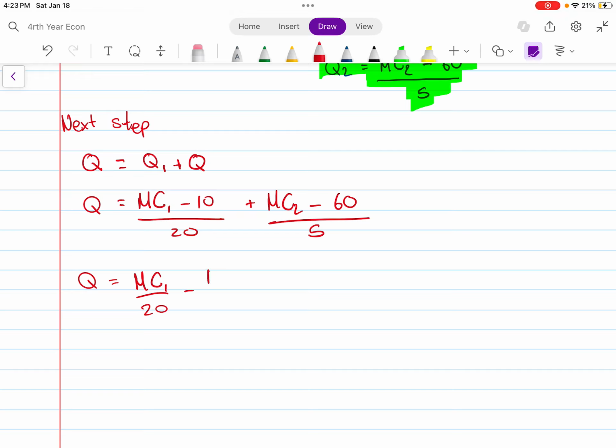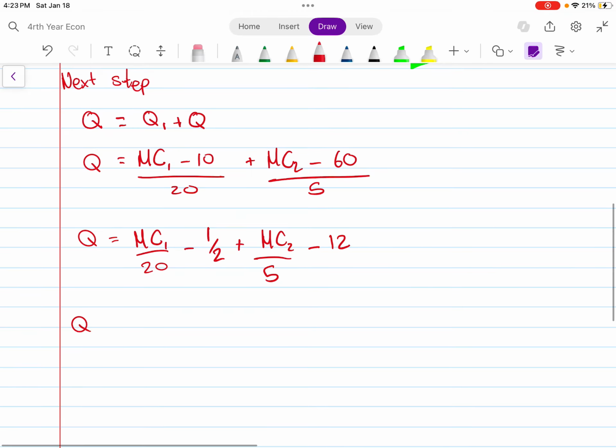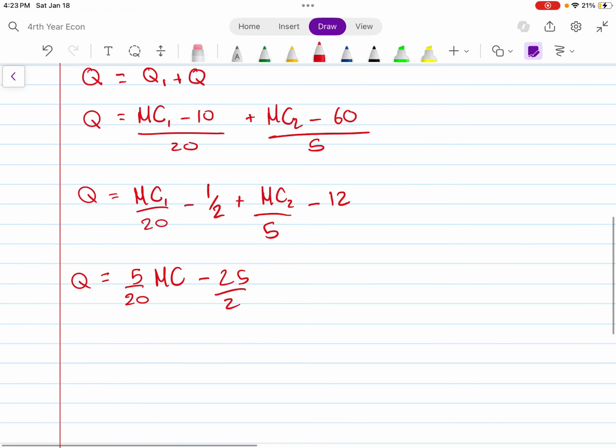First, we'll break this term up so we can simplify. And then we get q is equal to 5 over 20 MC minus 25 over 2. And then we get q is equal to MC over 4 minus 25 over 2.